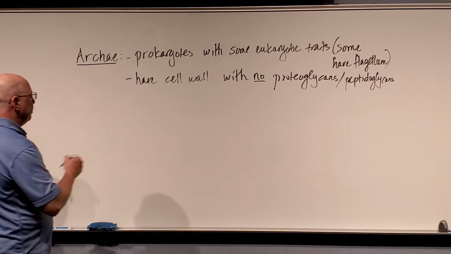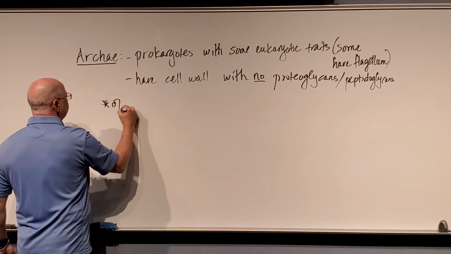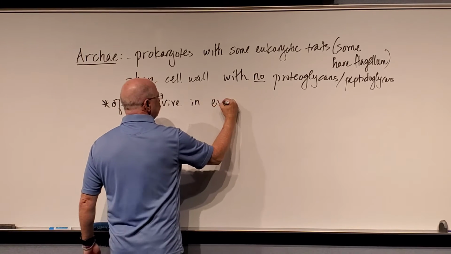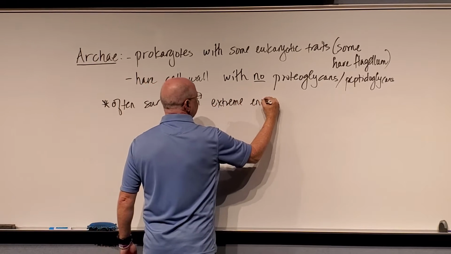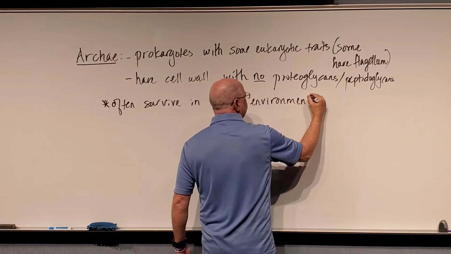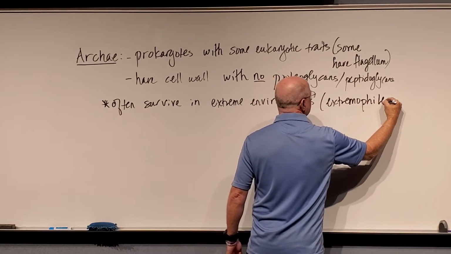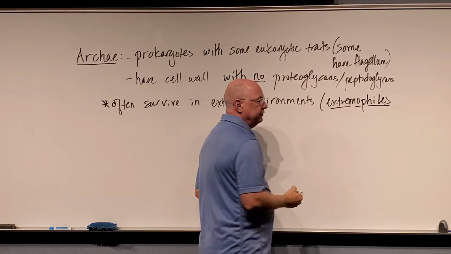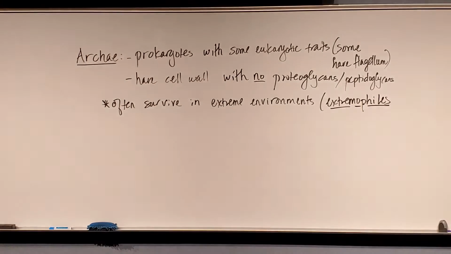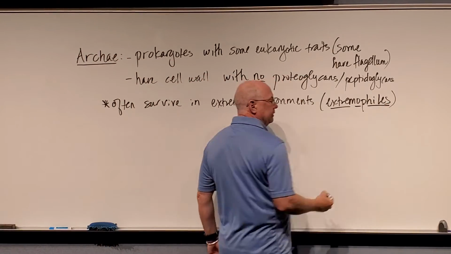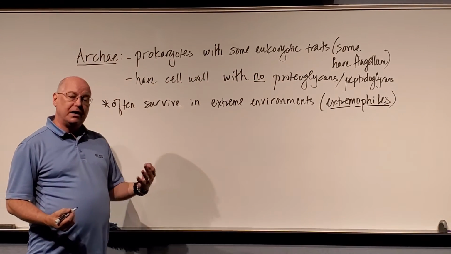Now, one of the things we know about Archaea also is that they can often survive or be found in extreme environments. And sometimes there's a class of them that we call extremophiles. The phile part means to love, like a bibliophile loves books. And so extremophiles really love extreme environments, okay? They can survive where most other life may not survive.